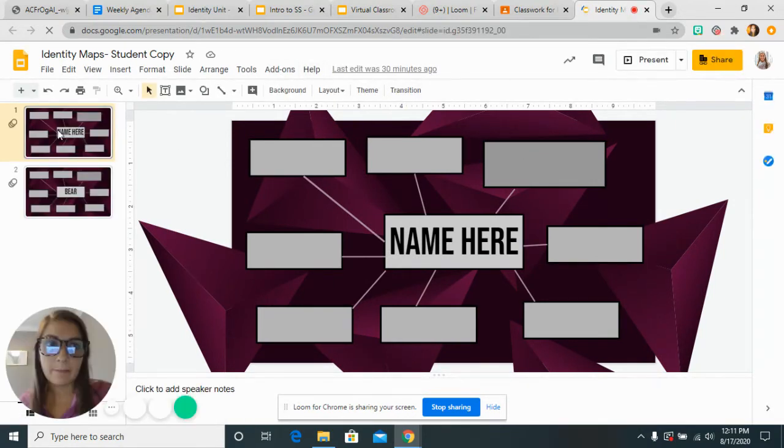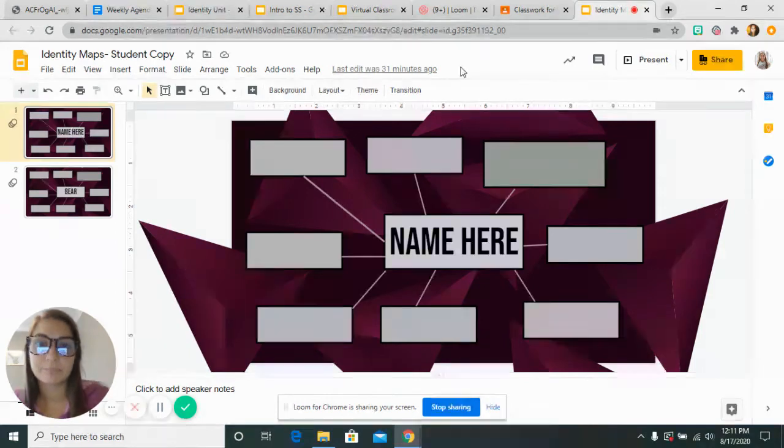The first map is for you, so write your name here. On the outside, put things that impact your identity. So you could put soccer player, CFCI student, brother, sister, cousin, dog lover, anything that you feel like if someone were to ask, who is this person? I could look at this map and think, okay, I kind of have a good idea of who this person is. So that's your first job for today.